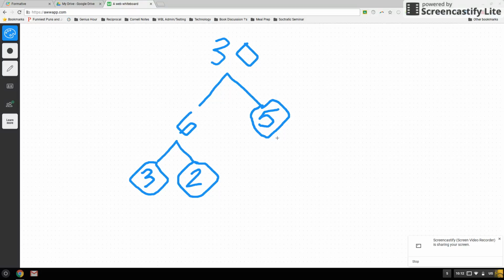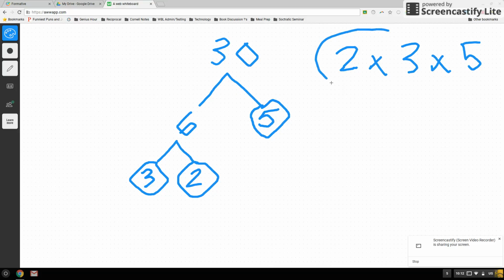So now I've gotten to a point where I have nothing but prime numbers. So to write my prime factorization, I just write them in order. I'm going to take 2 because that's my smallest, times 3 times 5, and that's my number. That is my prime factorization, 2 times 3 times 5.